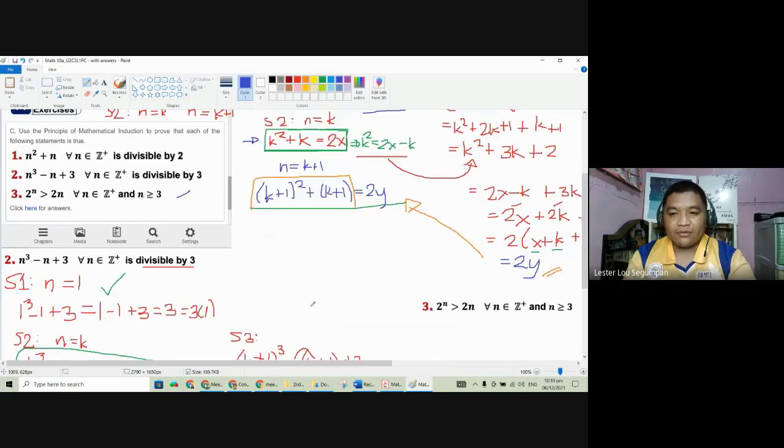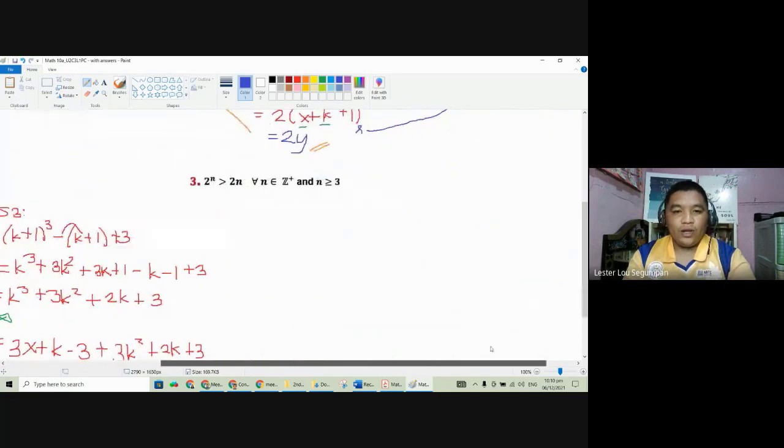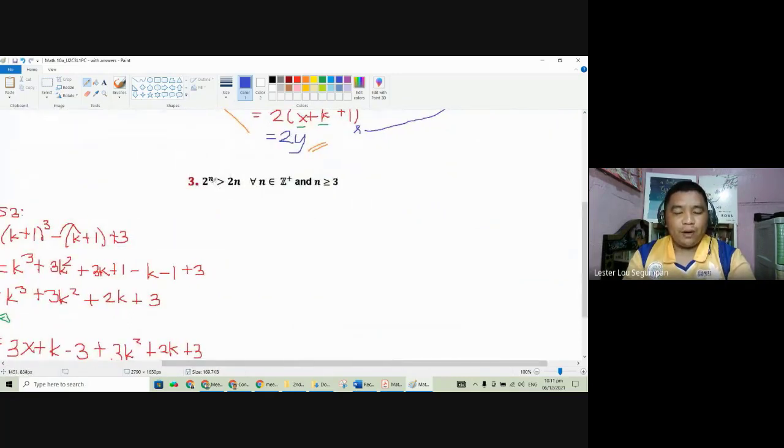Let's talk about number 3. Here, we are going to show that 2 to the power of n is greater than 2n for all n which is an element of the positive integers, but strictly it starts with 3. So 3, 4, 5, and so on and so forth. Our step 1 here is still step 1. However, we are not anymore going to use n equal to 1. Why? Because we have here the restriction that it starts with 3.